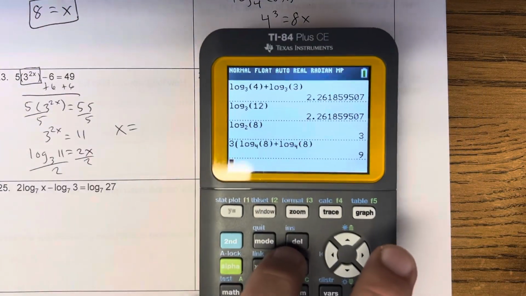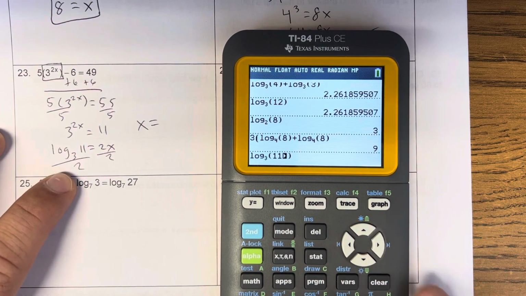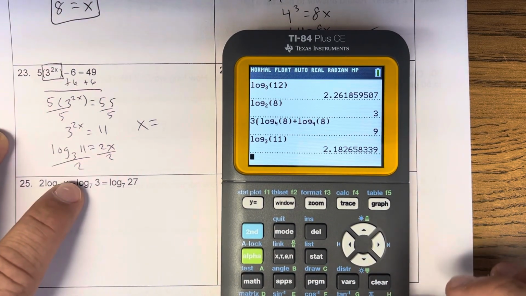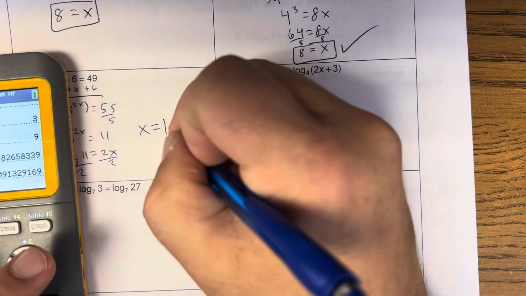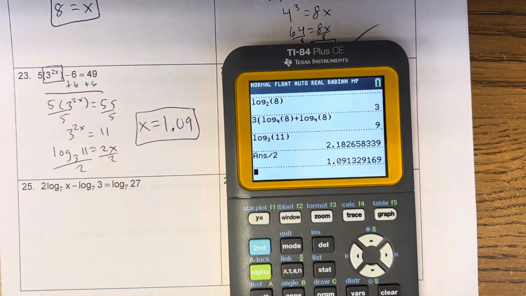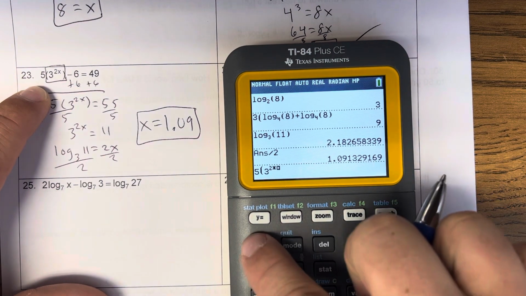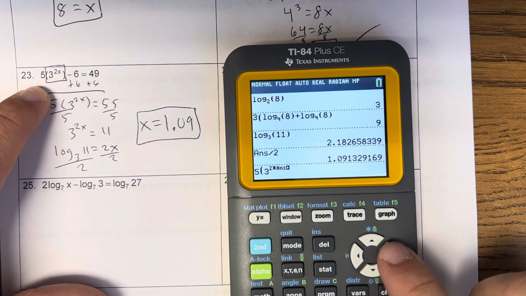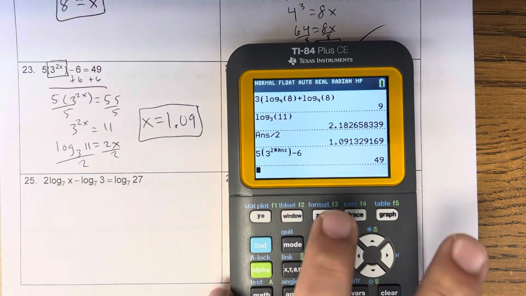So in our calculator, we're going to put in the log first. So log base 3 of 11, and then we'll divide that answer by 2. Again, if I put in 1.09, it's going to get close to 49, but not perfect. And so I'm going to go ahead and plug in that answer when I do it. So 5, 3 to the 2 times my answer, so second negative pulls up my answer, minus 6, 49.